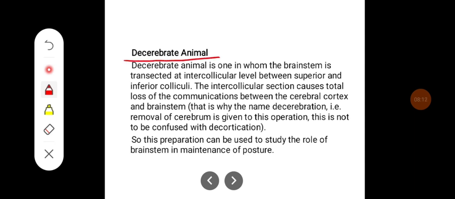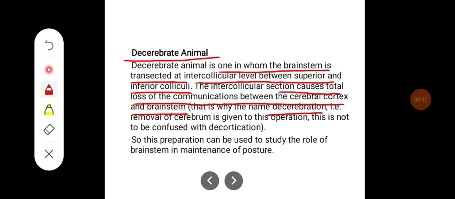Decerebrate animal. A decerebrate animal is one in whom the brainstem is transected at the intercollicular level between the superior and inferior colliculi. The intercollicular section causes total loss of communication between the cerebral cortex and brainstem. That is why the name decerebration, that is the removal of cerebrum, is given to this operation. This is not to be confused with decortication. This preparation can be used to study the role of the brainstem in maintenance of posture.